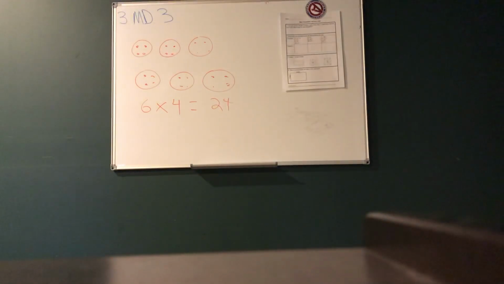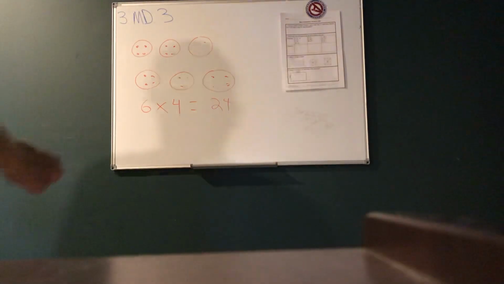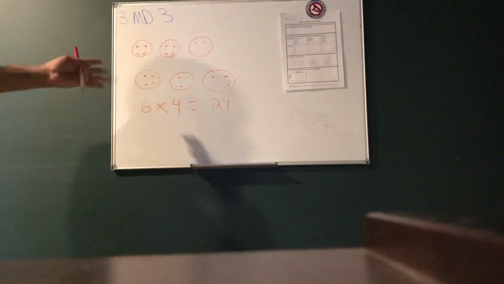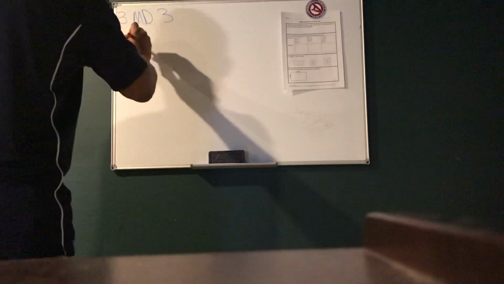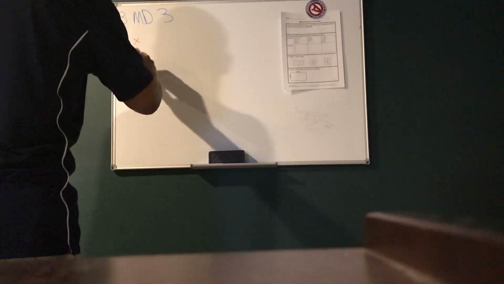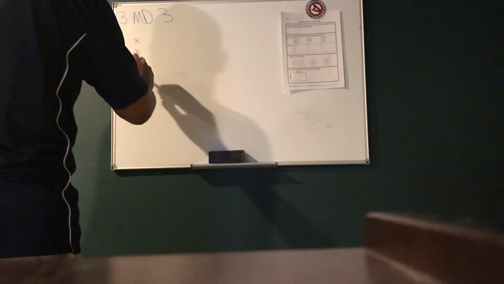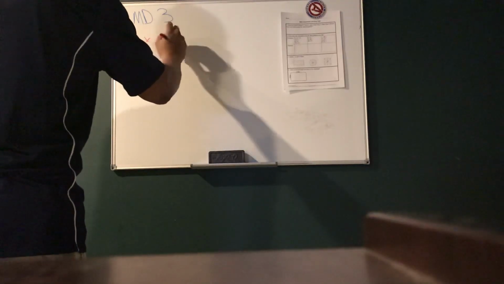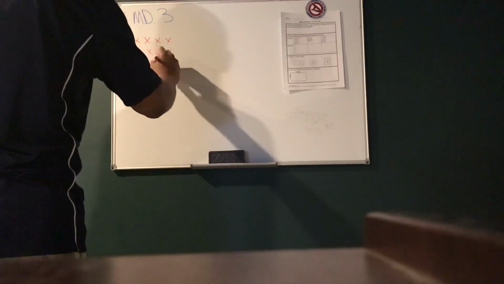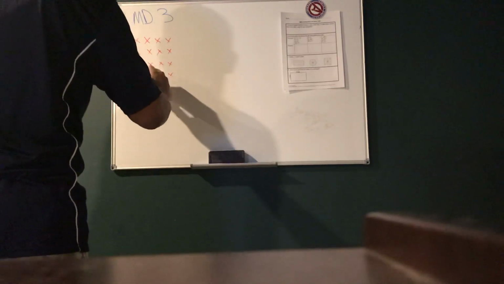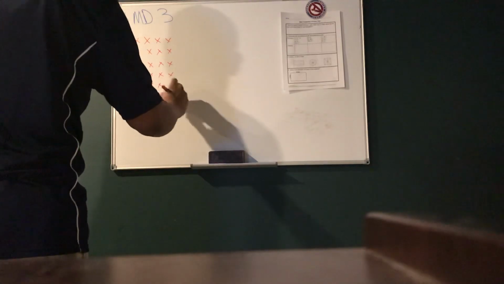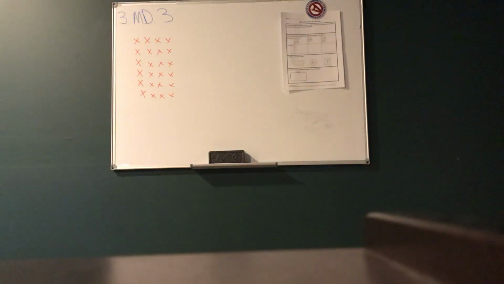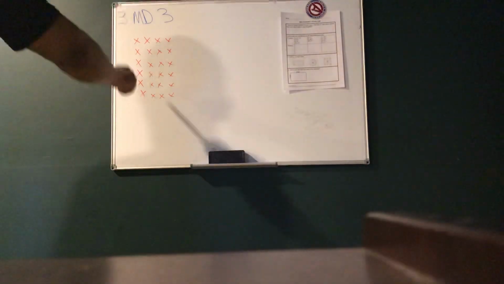Now with any equation, I always ask you guys to show me a second method to solve it. This method here is called equal groups. A second method that we use in class was to draw an array. So we're going to make an array with 6 rows, four columns. And then we would count the symbols in our array, and we would also get 6 rows, 4 columns, 24 altogether.